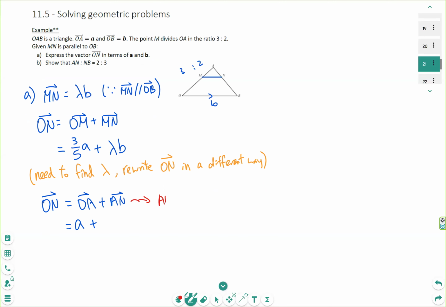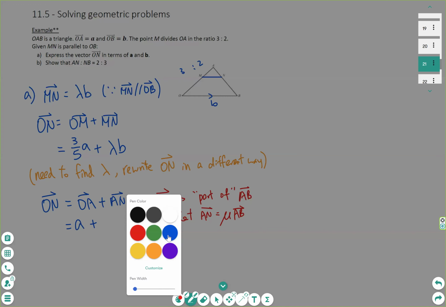So AN is part of AB. Part of means a fraction of it. So we can let AN equal mu AB. If AN is half of AB, then AN will be half AB, right? We're doing a ratio, so AN will be mu AB. We can't use lambda because we've used lambda already. So we can now go back in here.